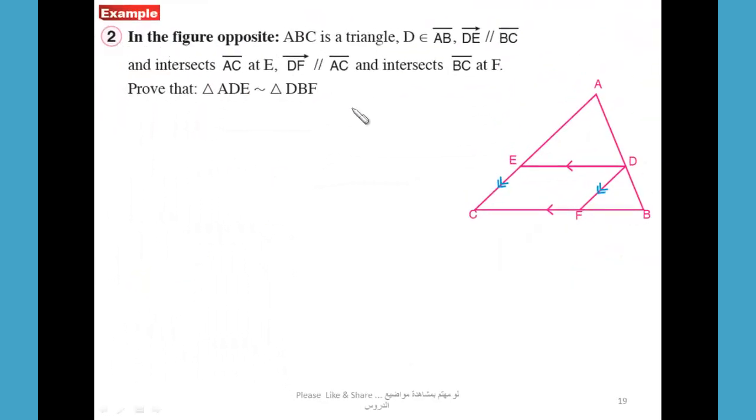Example 2. In the figure opposite here, ABC is a triangle, D belongs to AB, and DE is parallel to BC and intersects AC at E. DF, line segment DF, is parallel to AC and intersects BC at F. Prove that triangle ADE is similar to triangle DBF.